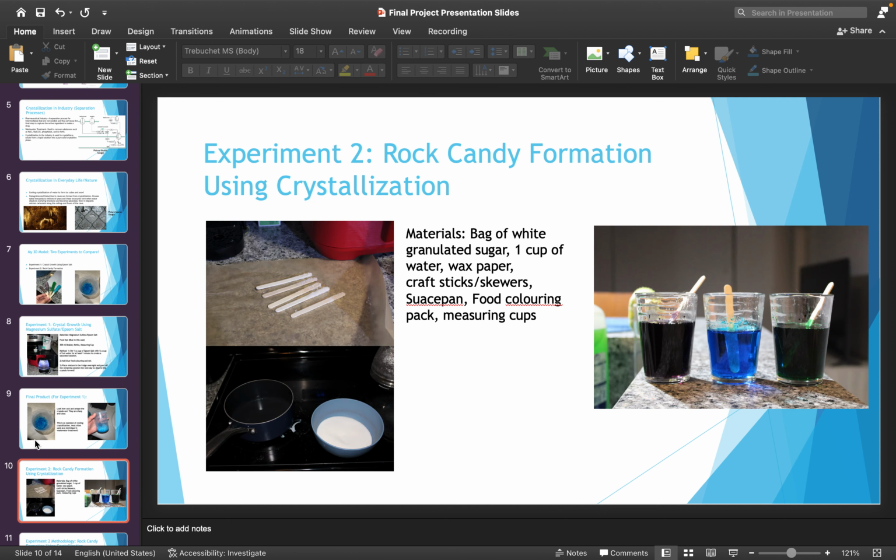Alright, for my second experiment, I did rock candy formation. It was also another simple experiment that could be performed at home. It required a bag of white granulated sugar, a cup of water, wax paper, craft sticks, skewers, a saucepan, a food coloring pack if you wanted to, and measuring cups.